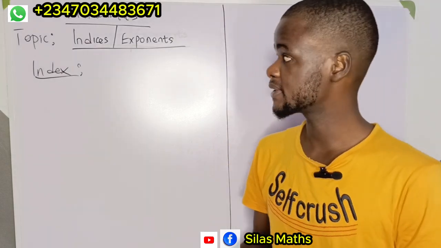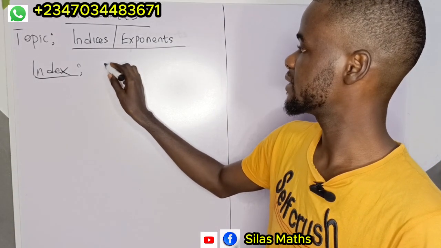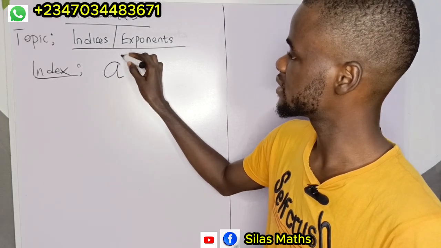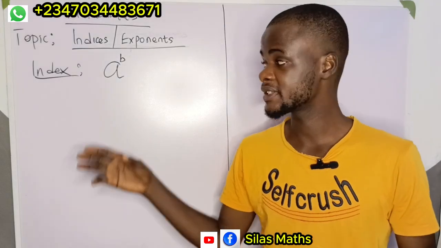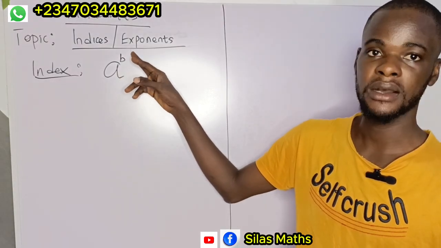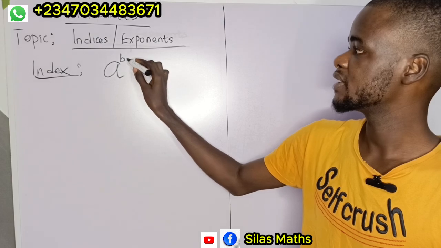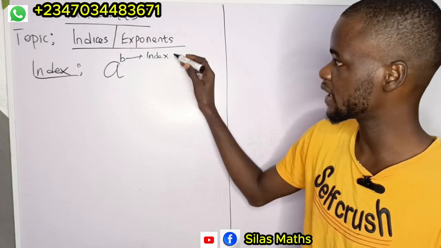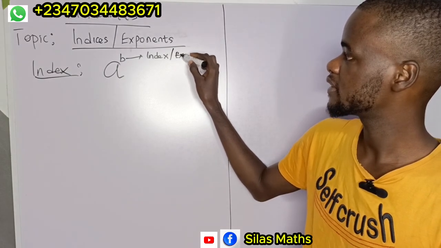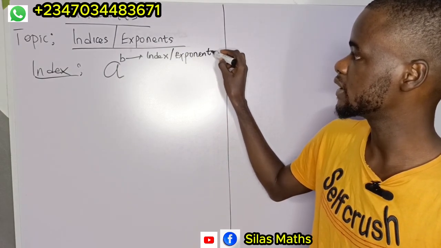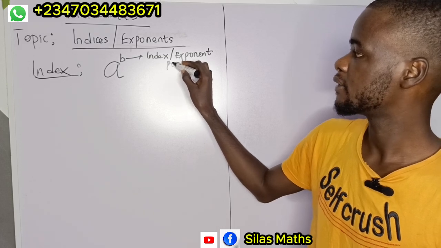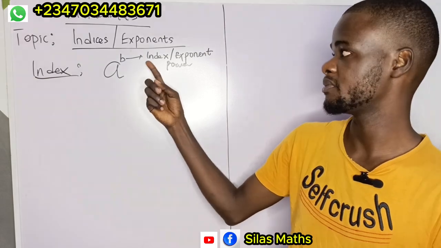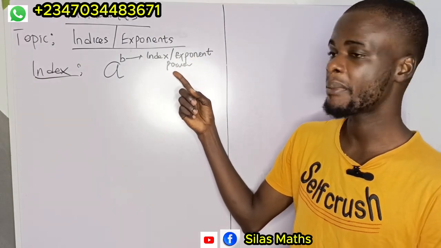For example, let's say we have this variable a to this particular power b. So we say that b is called the what? The index. You can call b the index, or you can call it the exponent, or you can as well call it the power. So these are the three names that b could actually bear. It could be an index, exponent, or power.